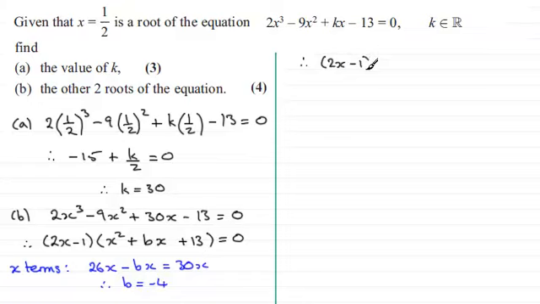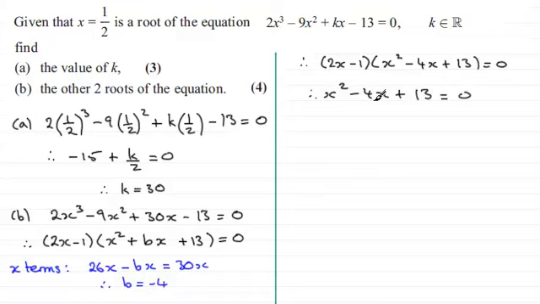So that means that therefore, when it comes to factorizing our equation here, we're going to have 2x minus 1, and then that's going to be multiplied by the quadratic factor x squared minus 4x plus 13, and that equals 0. So if we've got to find the other two roots of the equation, we know that we get x equals a half from this one, but we need to solve the quadratic equation, x squared minus 4x plus 13 equals 0. Now this doesn't factorize easily, so we're going to use the quadratic formula where a is 1, b is minus 4, c is 13 then.